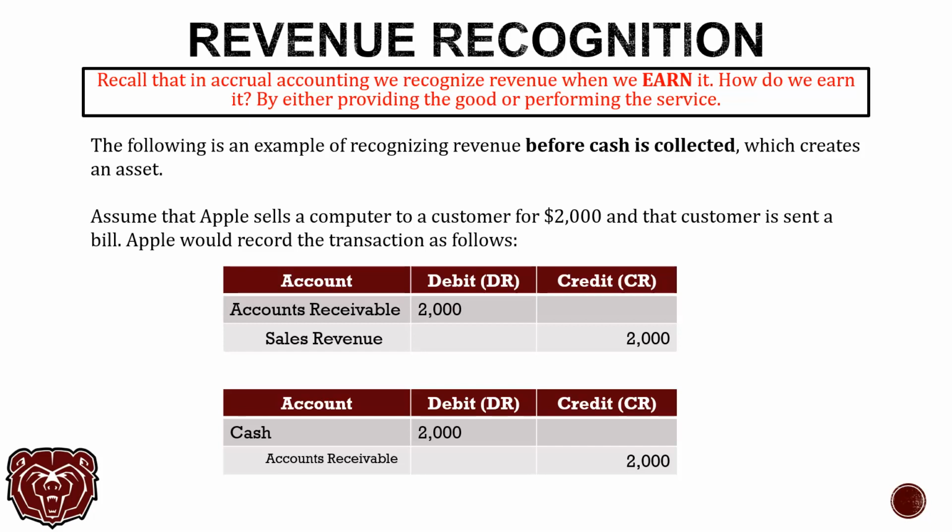Now, remember, when we have an accounts receivable, the other end of that is going to be revenue, right? We've provided the service. We've provided the good, whatever the case is, okay? Now, when they actually pay us the cash, we're going to debit cash to increase the cash asset. We're going to credit accounts receivable to decrease that receivable asset. Okay.